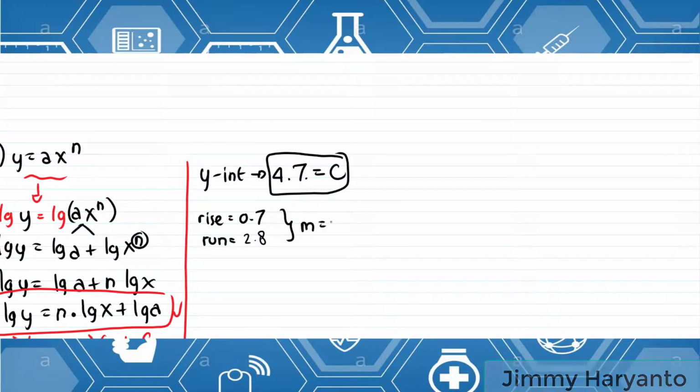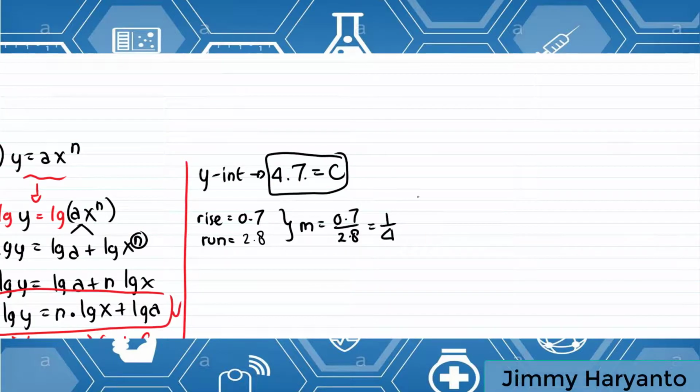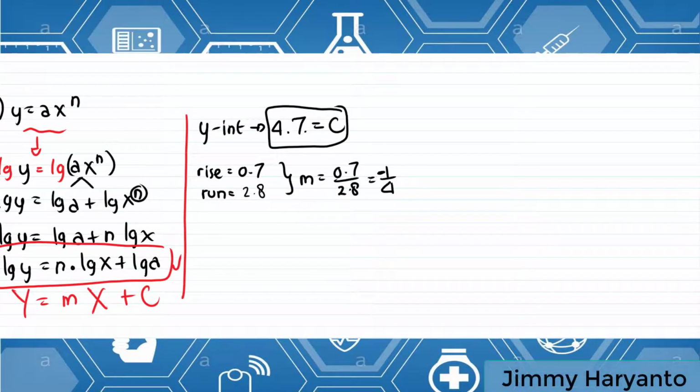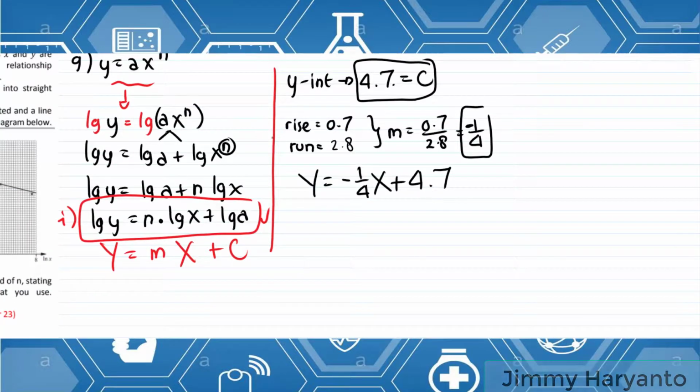From this I will get the gradient. The gradient is rise over run, 0.7 over 2.8, equals 1 over 4. But be careful, the graph goes to the top left. When the graph goes to the top left, it should be negative. So the gradient is negative 1 over 4. And then y = mx + c: the m is negative 1 over 4, x plus c is 4.7. After this we can find the n and the a.